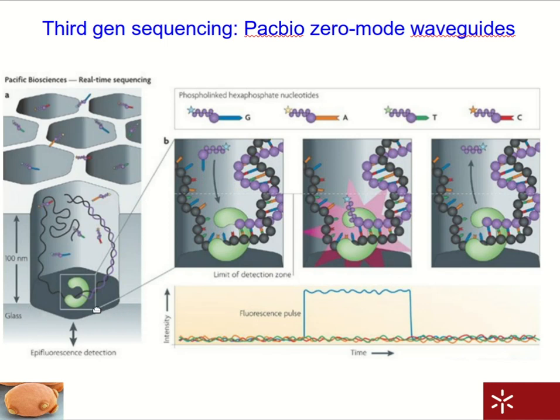You have attached a glass surface to the bottom, or a laser by which you can measure fluorescence in a very, very small volume, only in the vicinity of this DNA polymerase. And each nucleotide is present at the same time, so the polymerase can attach nucleotides as fast as it wants.